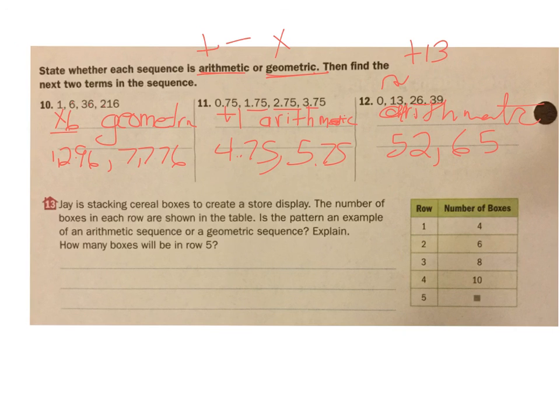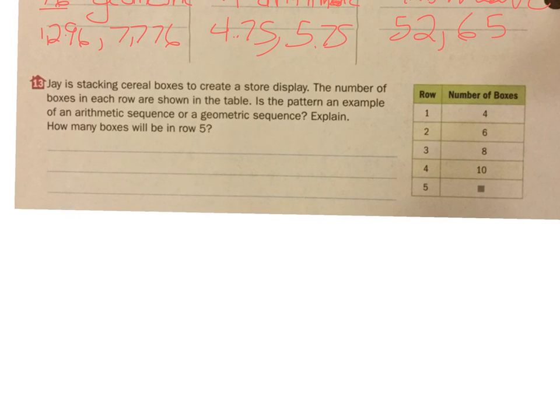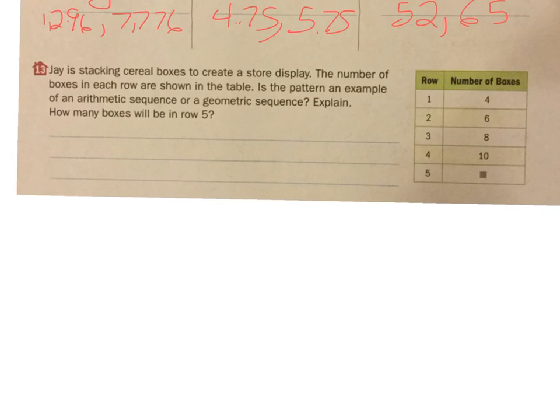Number 13. Bring it up here. J is stacking cereal boxes to create a store display. The number of boxes in each row is shown in the table. So in one row, I have 4 boxes. In 2 rows, I have 6 boxes. 3 rows, 8 boxes. 4 rows, 10 boxes. 5 rows, I need to figure that one out.